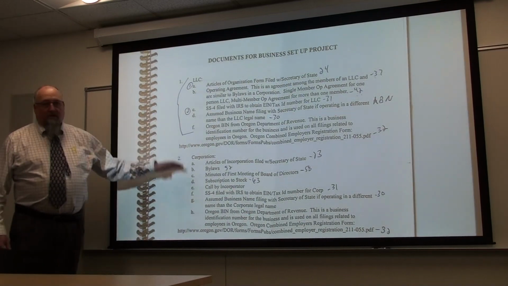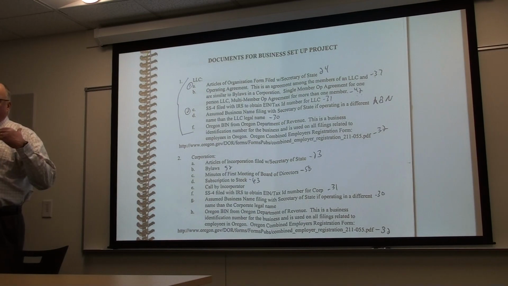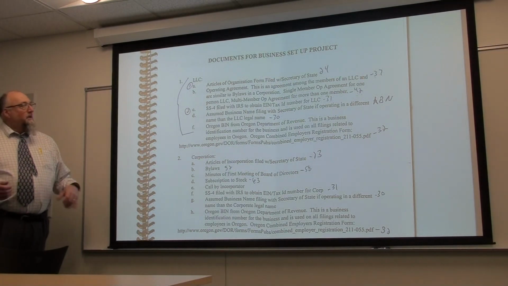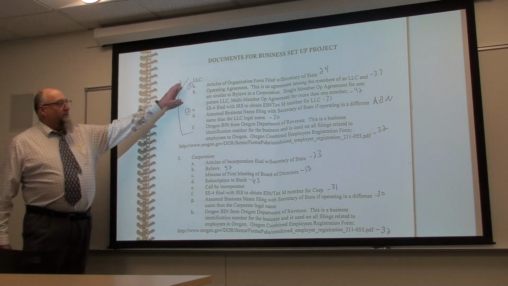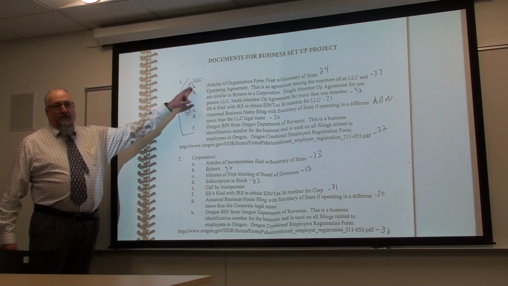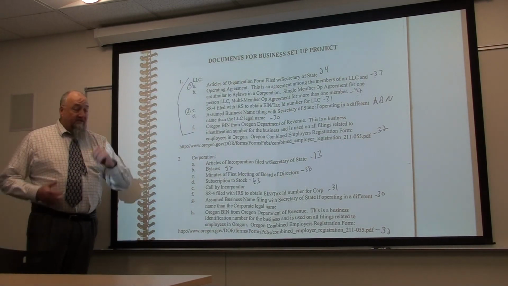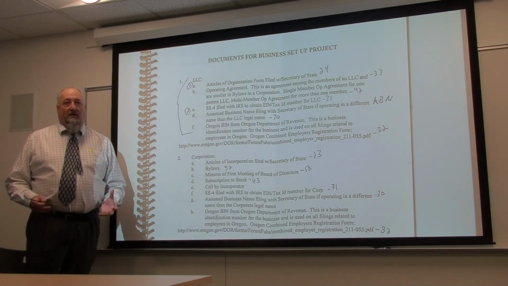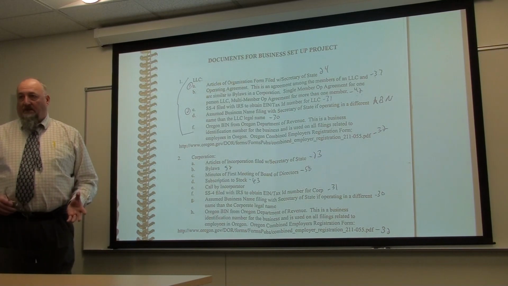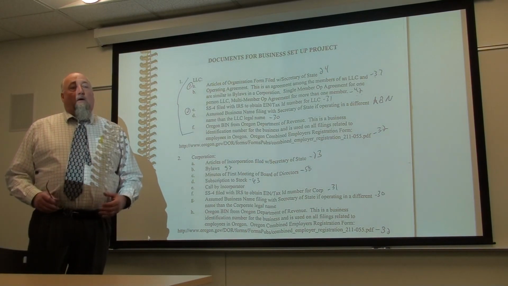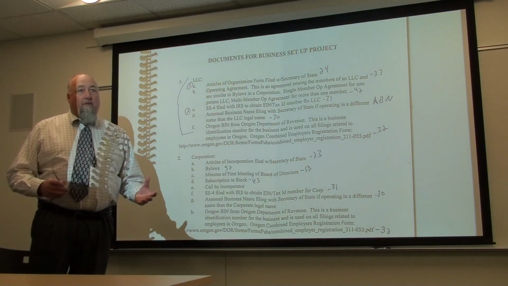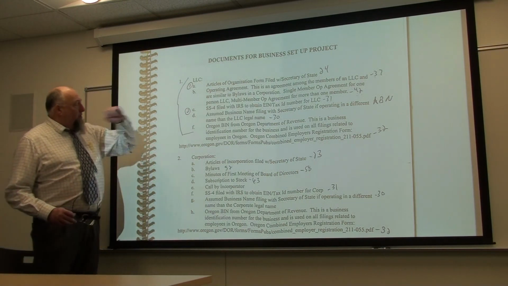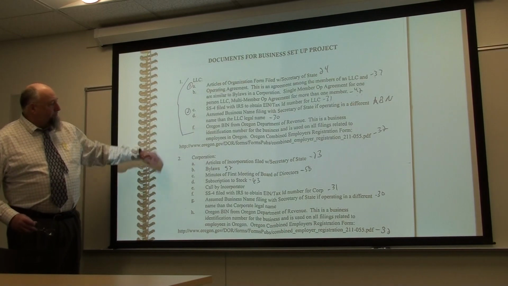I have this broken down, and a lot of these are going to be the same for each different format. But I have them broken down first into LLC, that's limited liability company, which nowadays is pretty much the most common form of business that I see most small business people do, either as a single person LLC or as a multi-member LLC, like a partnership type. So that's why I start with it at the top.